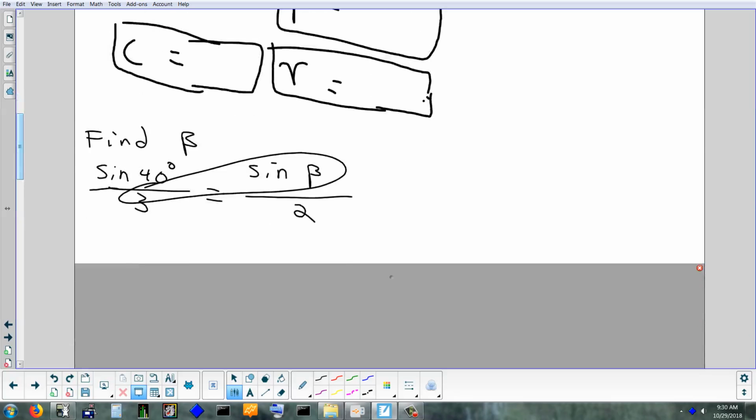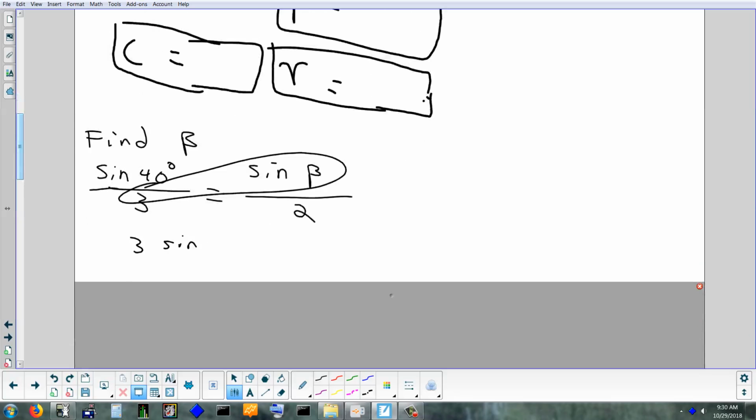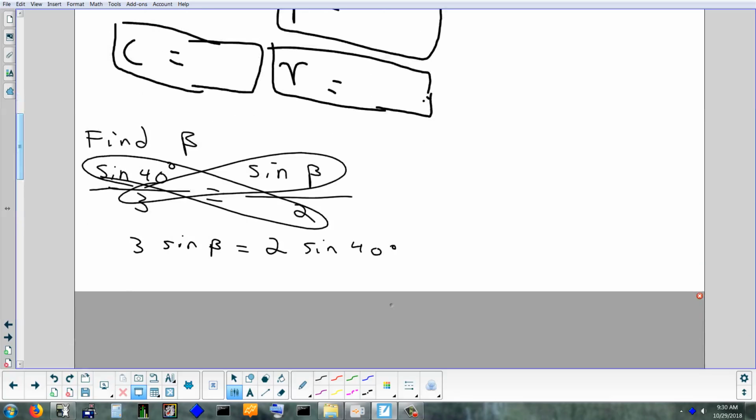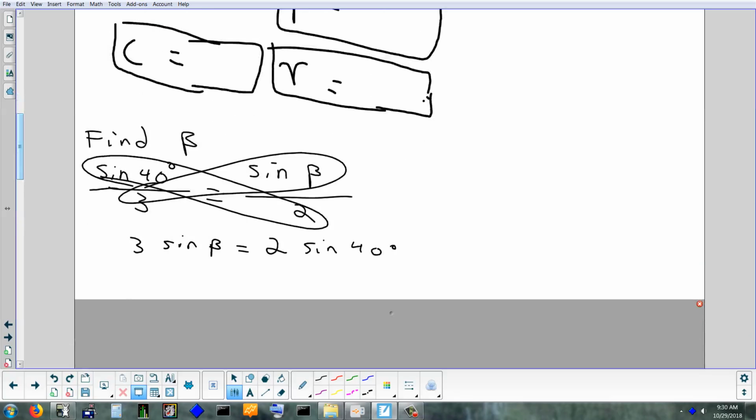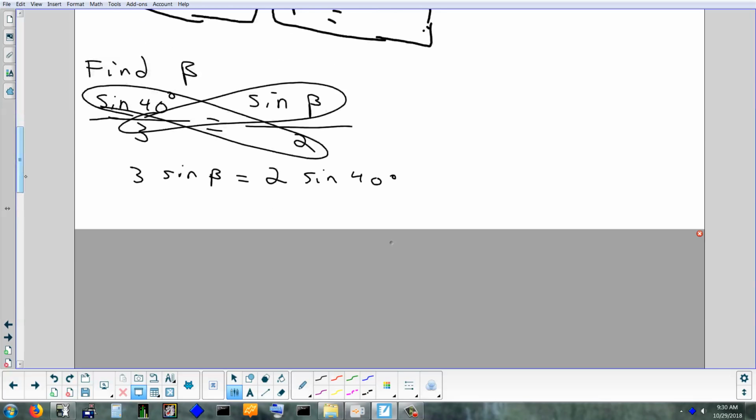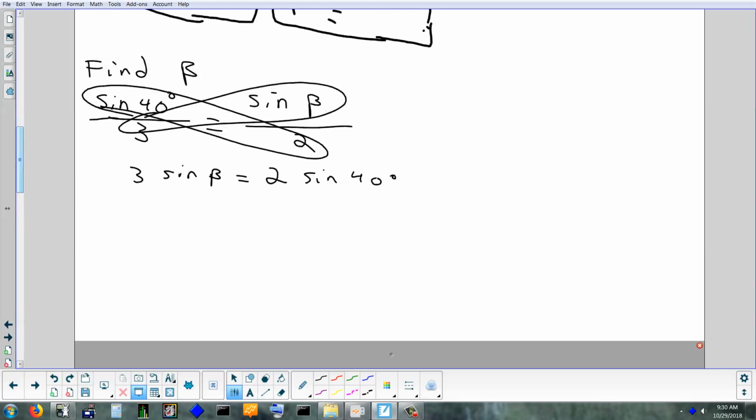Let's cross multiply. 3 sine beta equals 2 sine 40. Now my goal is to get beta alone. So Corey, what's one thing that's on the left-hand side that I could move over to the right? The 3. And how would you move that over? Divide. Yep. So divide by 3. And now I just have 2 sine 40 over 3.